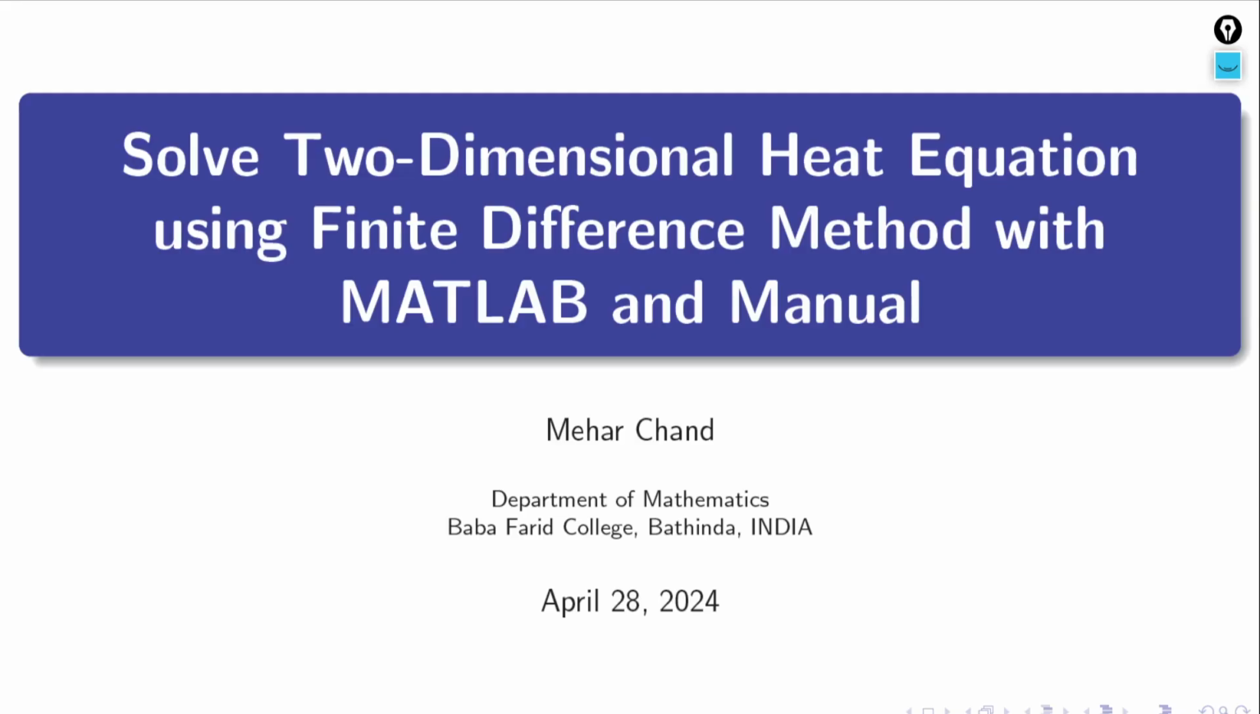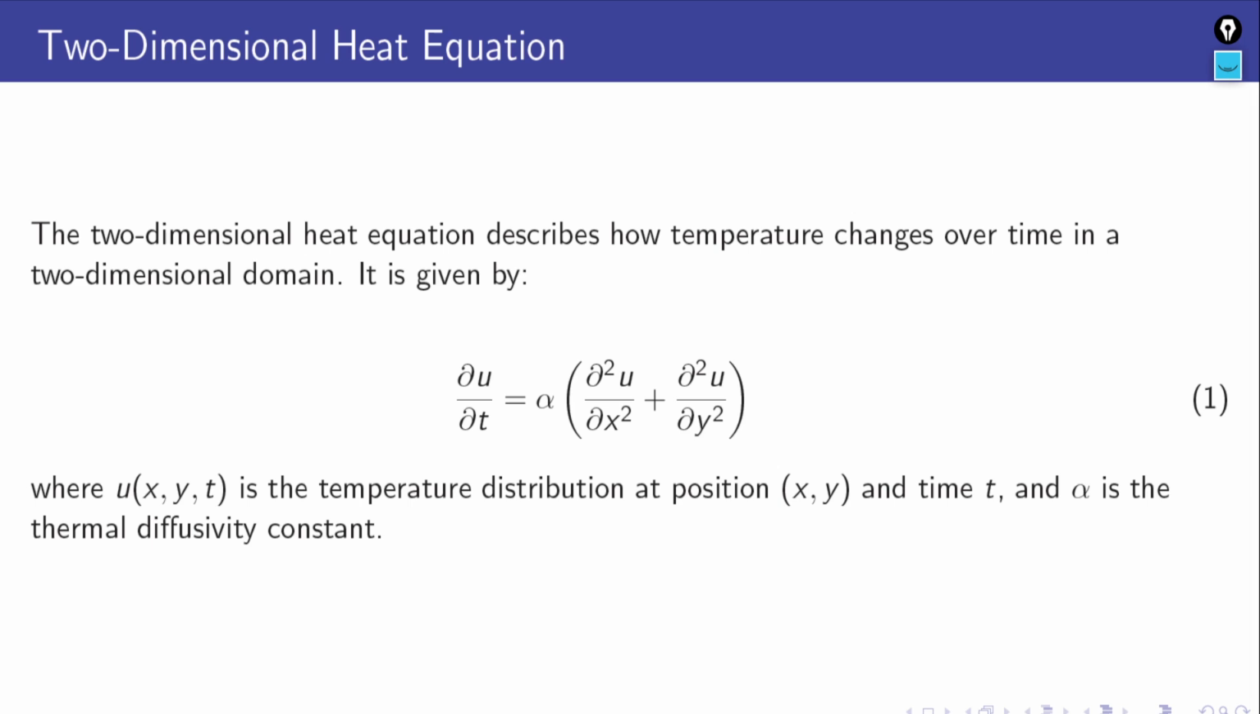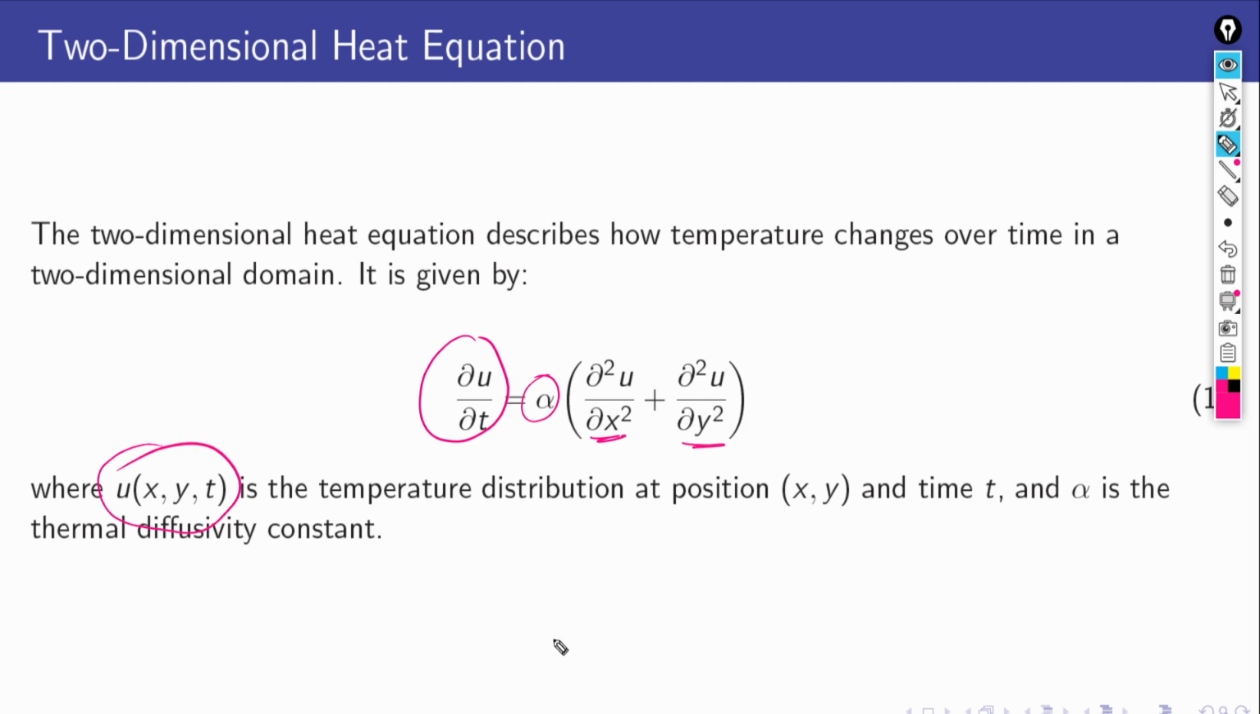Here we are going to discuss how we can solve the two-dimensional heat equation using the finite difference method with MATLAB as well as manually. The two-dimensional heat equation describes how temperature changes over time in a two-dimensional domain and is given in equation number 1. ∂u/∂t is equal to alpha times (∂²u/∂x² plus ∂²u/∂y²), where u(x, y, t) is the temperature distribution at position x, y and time t. Alpha is the thermal diffusivity constant.